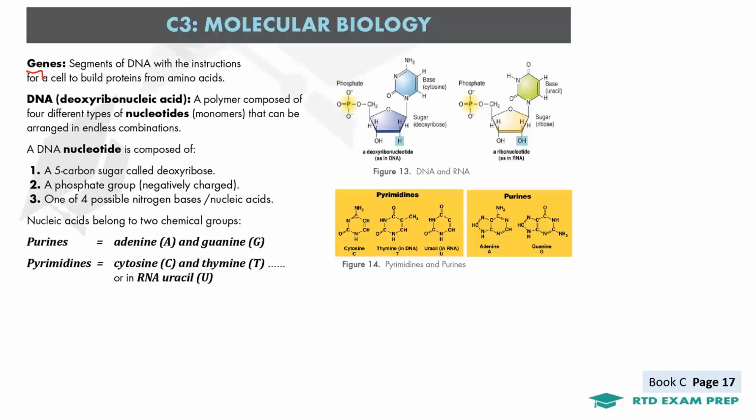These are segments of DNA with instructions on them. The whole point of a gene is to have the instructions to build proteins from amino acids. Our DNA, which is going to code for the instructions, is a polymer composed of 4 different nucleotides: adenine, guanine, cytosine, and thymine. And we're not going to put uracil in our DNA. That is when we talk about RNA later. There's 2 families, the purines and the pyrimidines, and all DNA is found in what we call a nucleotide.